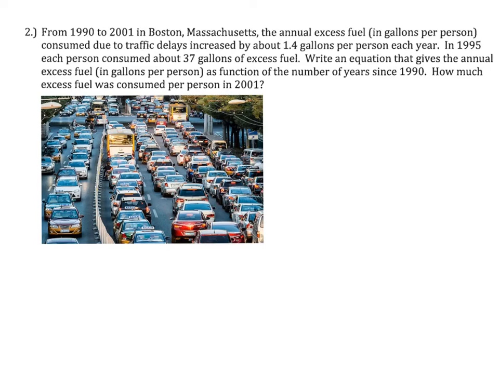So there's a lot going on here, so let's take the time to figure out what we've got to do. We want to write an equation. We know we want to do that. And we want the annual excess fuel in gallons per person as a function of the number of years since 1990. So we know we're going to need to know the year, 1995, 37 gallons of excess fuel per person.